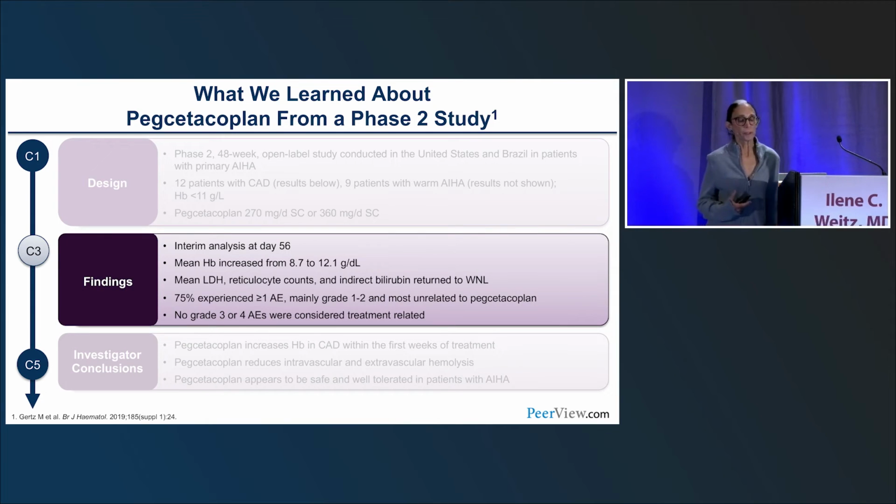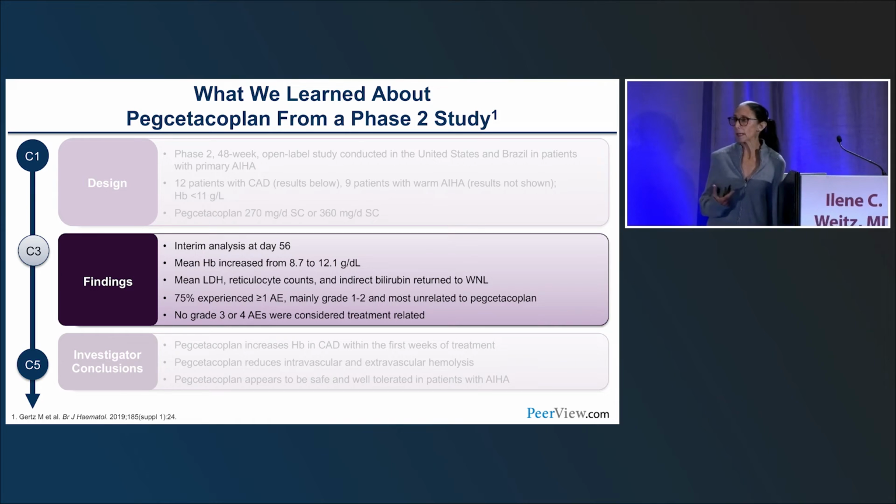At day 56, they did an interim analysis, and this was presented at the British Hematology meetings several years ago. The hemoglobins increased from 8.7 to 12.1. That's a huge increase. The LDH, retic counts, and indirect bilirubin all returned to normal levels.